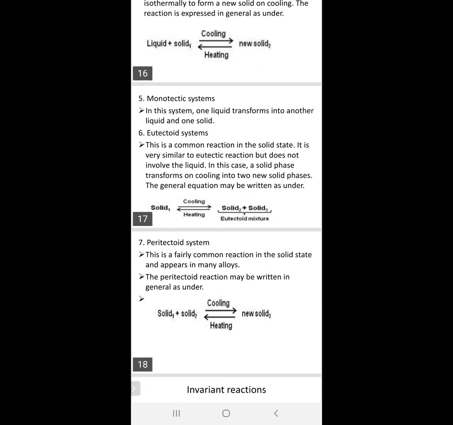Now the monotectic system is there. No need to discuss this one.